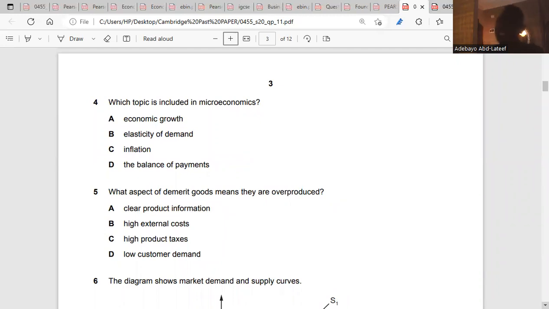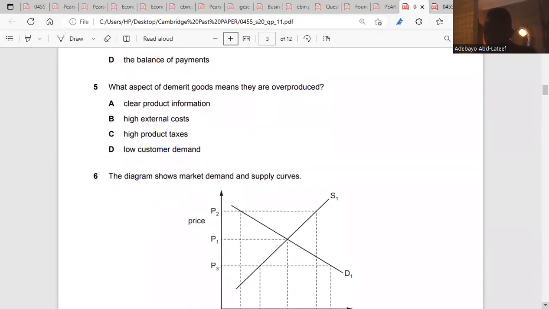Yes. Because elasticity of demand is the degree of responsiveness of the quantity demanded of a product as a result of a change in price. So because we're talking about microeconomics, it's about demand. So go to question 5. What aspect of demerit goods means they're overproduced? If demerit goods are overproduced, it means that they have higher external cost. And you know what external costs are? The cost to the third party.